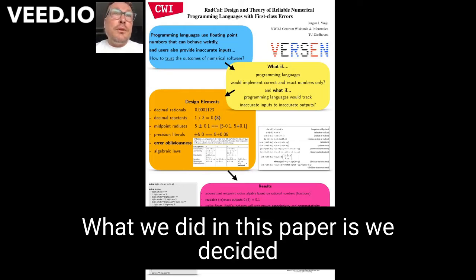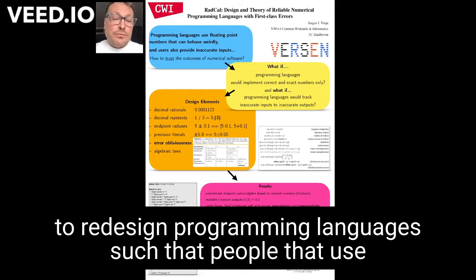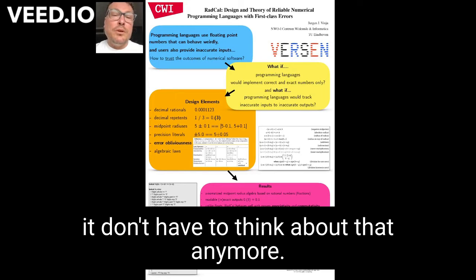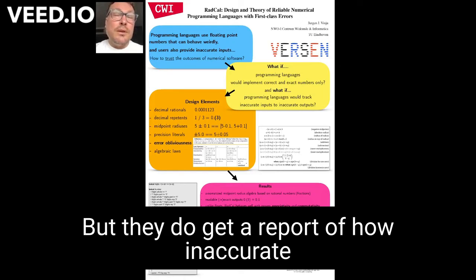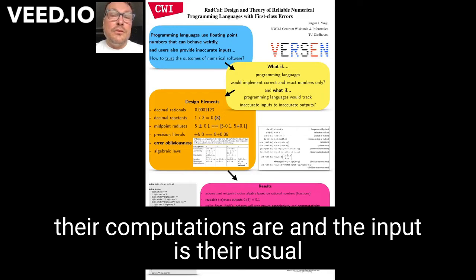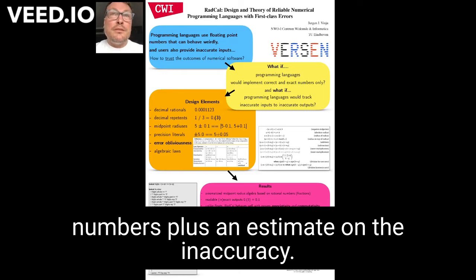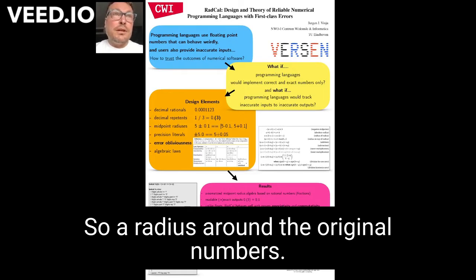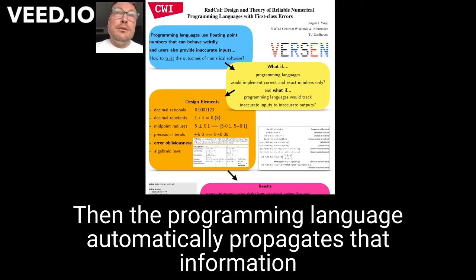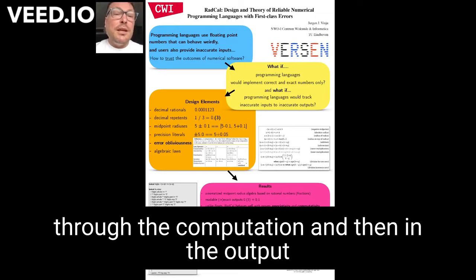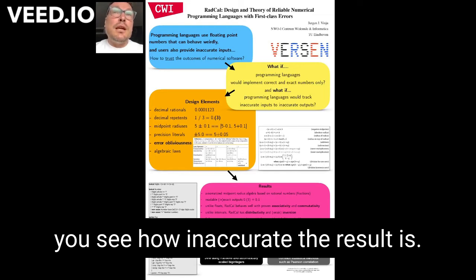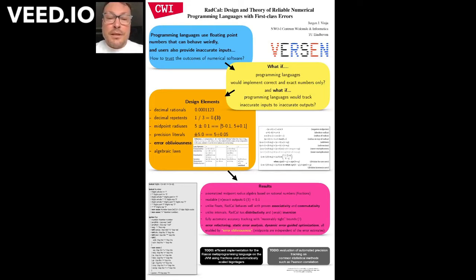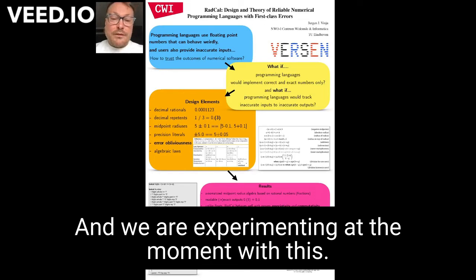And so what we did in this paper is we decided to redesign programming languages such that people that use it don't have to think about that anymore, but they do get a report of how inaccurate their computations are. And the input is their usual numbers plus an estimate on the inaccuracy, so a radius around the original number. Then the programming language automatically propagates that information through the computation, and then in the output you see how inaccurate the result is. And we are experimenting at the moment with this, implementing it.